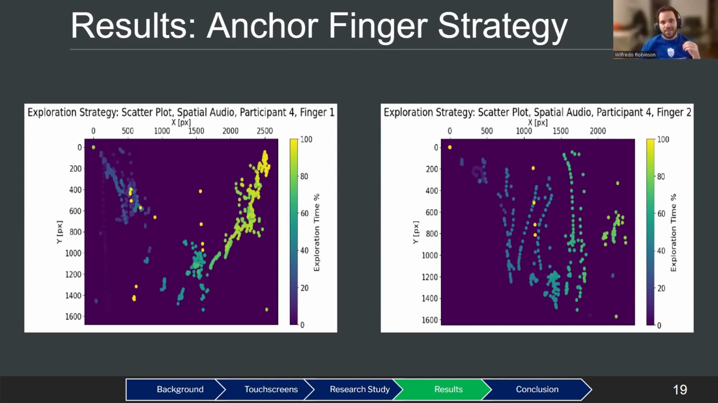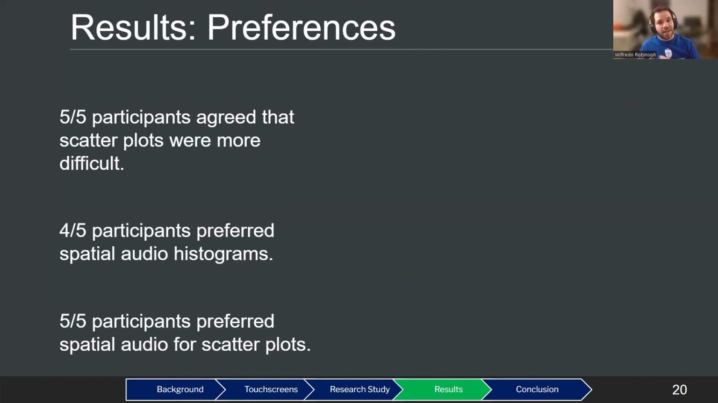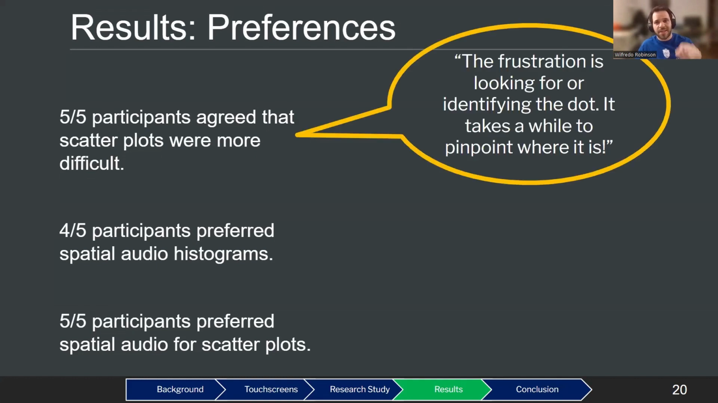Finally, as for the participant preferences, all participants agreed that scatter plots were more difficult to explore. One of them said, "The frustration is looking for or identifying the dot. It takes a while to pinpoint where it is."